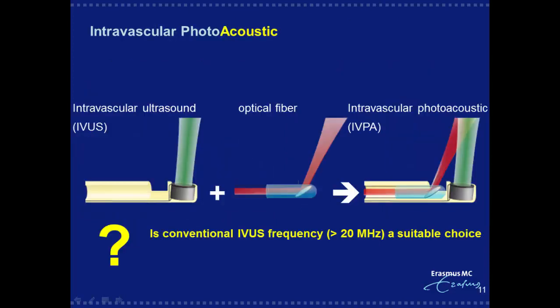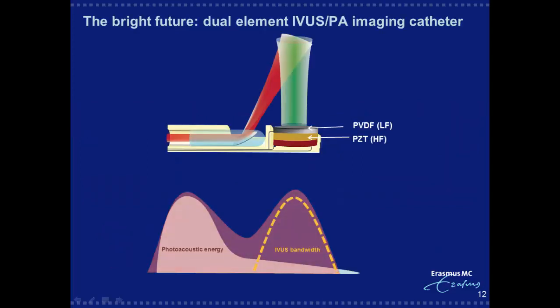So back to the question we asked at the beginning. We know the answer now. It may not be optimal to use this high frequency transducer for photoacoustic imaging. However, we also want to keep this high resolution IVUS image. So to solve this problem, we propose this dual element photoacoustic and IVUS imaging catheter.